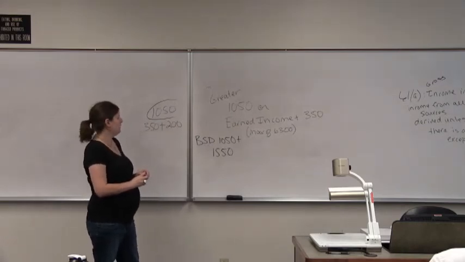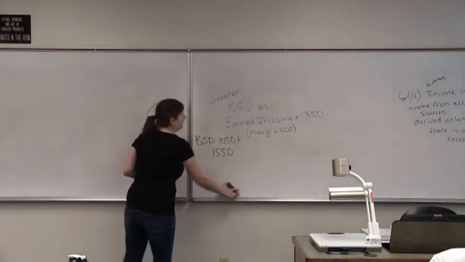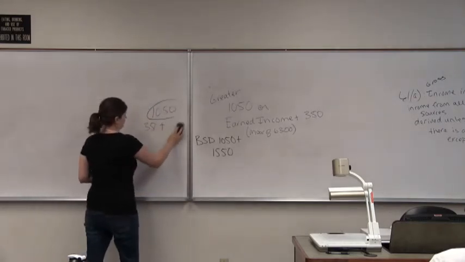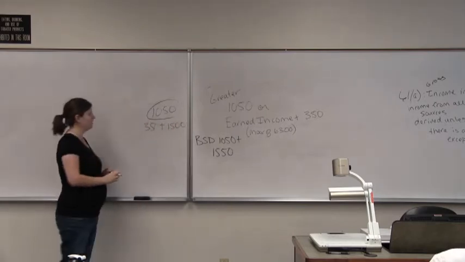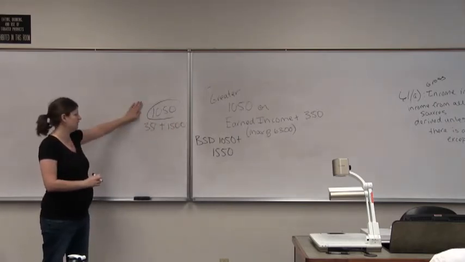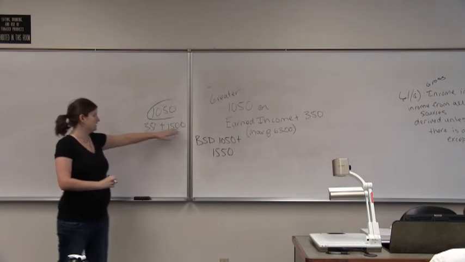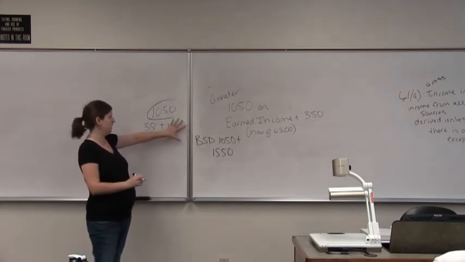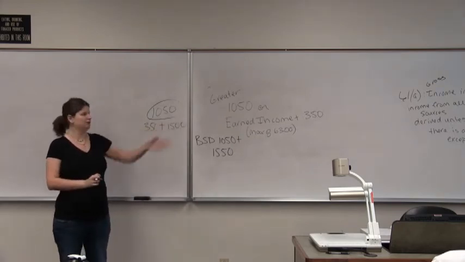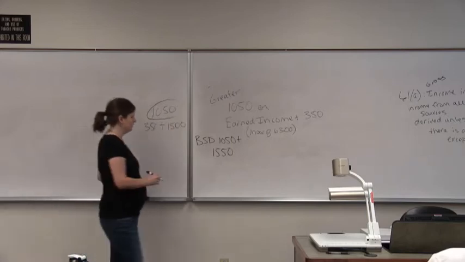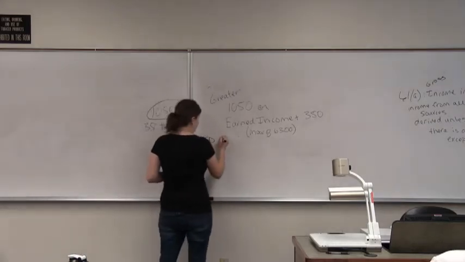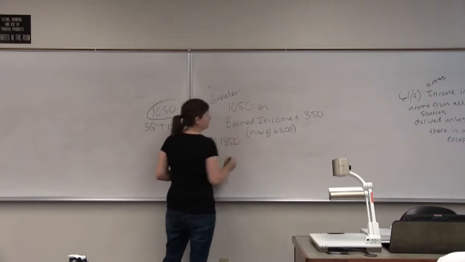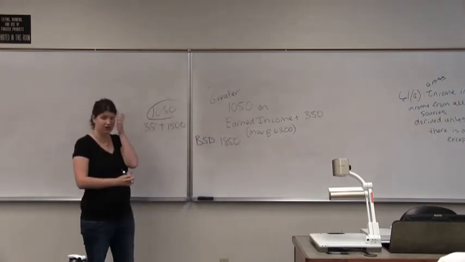Okay, now we have a child who is earning $1,500. So we get to use the greater of $1,050 or $1,850. Obviously the greater of is $1,850. So we have a basic standard deduction for this child of $1,850. This child is not blind.